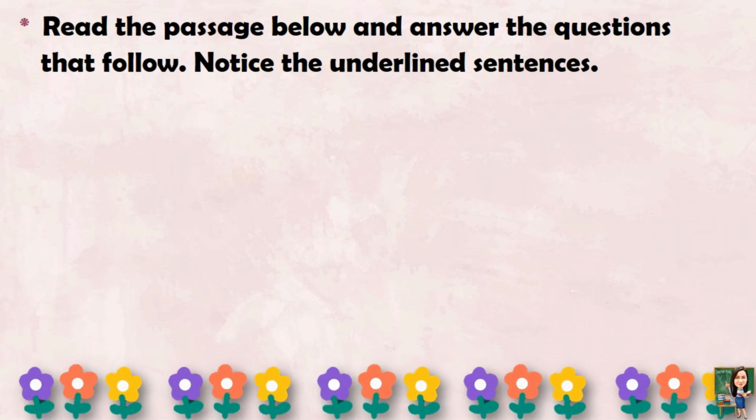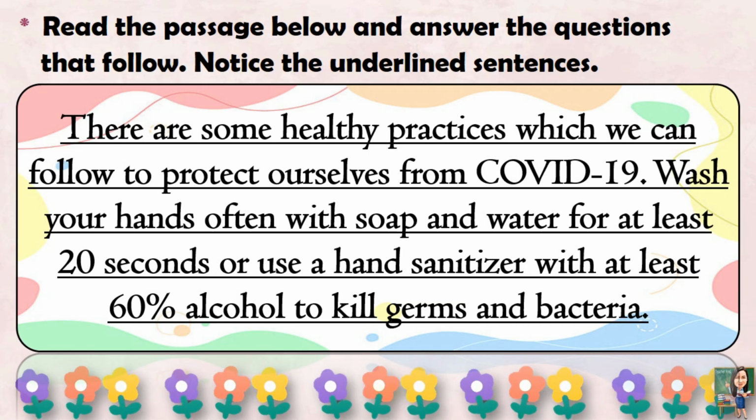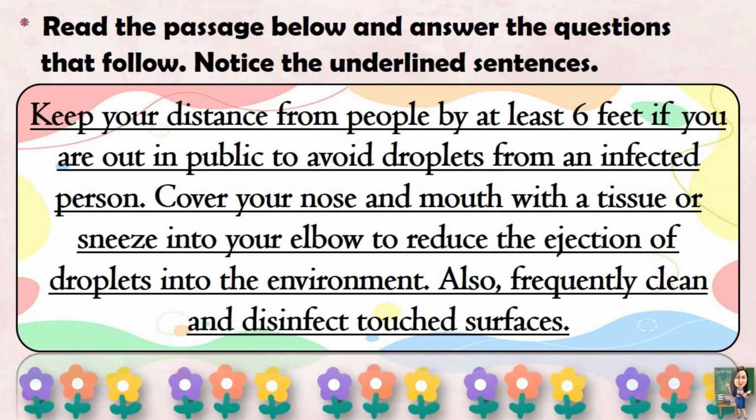Notice the underlined sentences. There are some healthy practices which we can follow to protect ourselves from COVID-19. Wash your hands often with soap and water for at least 20 seconds or use a hand sanitizer with at least 60% alcohol to kill germs and bacteria. Keep your distance from people by at least 6 feet if you are out in public to avoid droplets from an infected person. Cover your nose and mouth with a tissue or sneeze into your elbow to reduce the ejection of droplets into the environment. Also, frequently clean and disinfect touch surfaces.